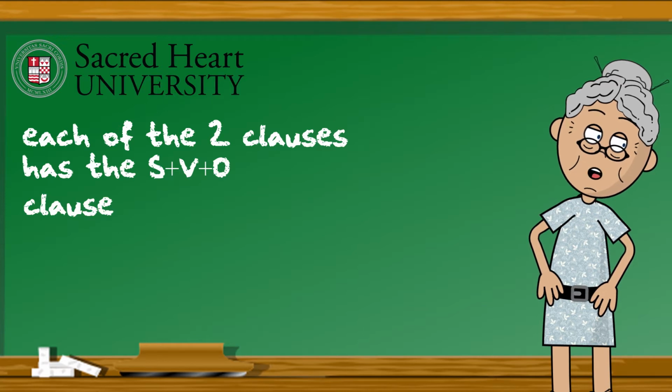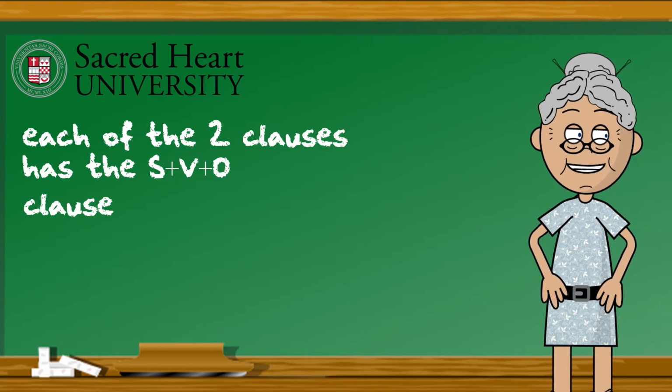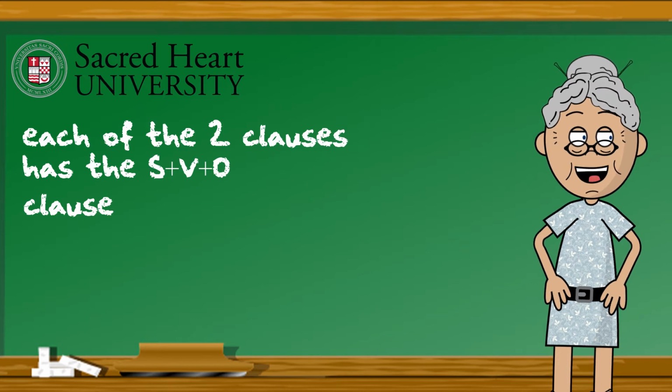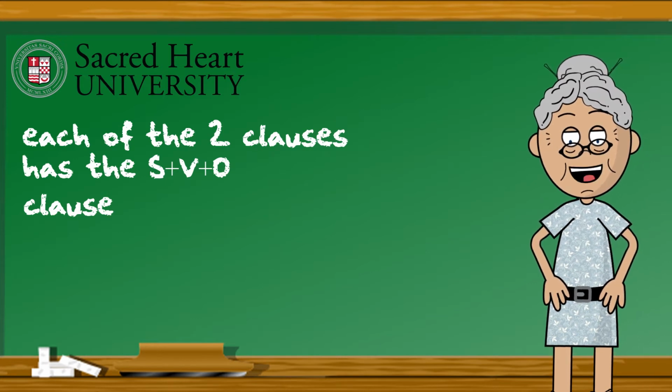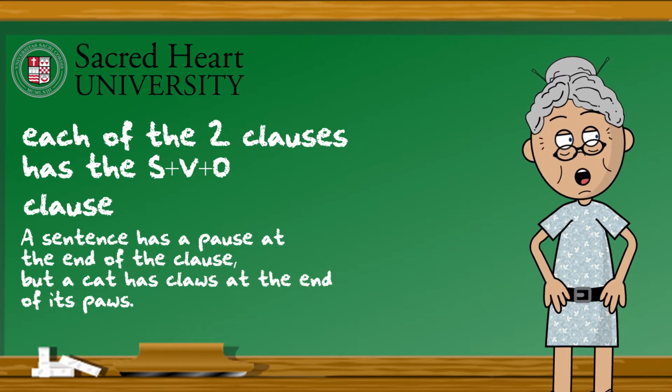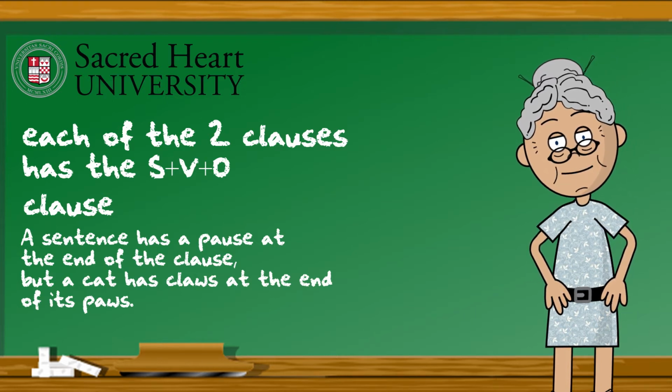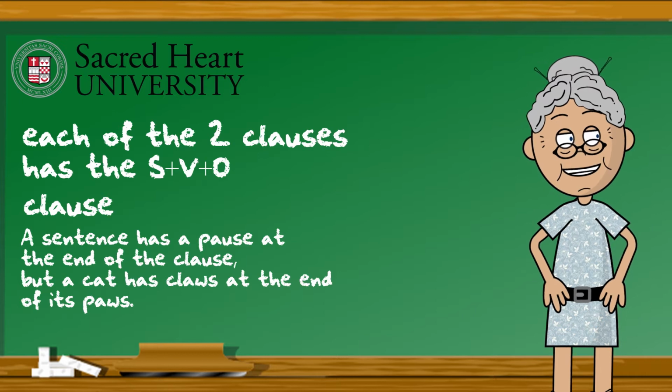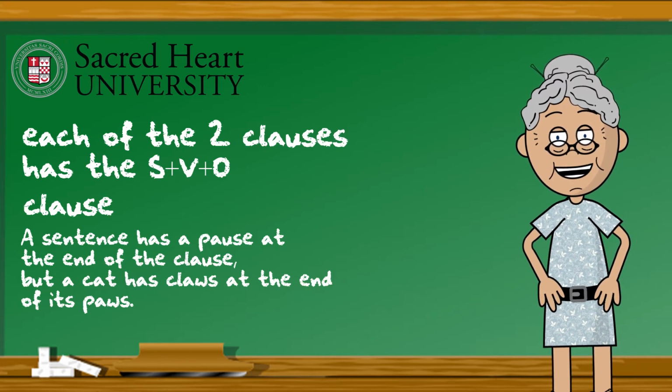Okay, here's another one of Grammar Granny's grammar jokes. What's the difference between a sentence and a cat? A sentence has a pause at the end of a clause, but a cat has claws at the end of its paws. Okay, Grammar Granny's sorry. I can never resist a lame joke.